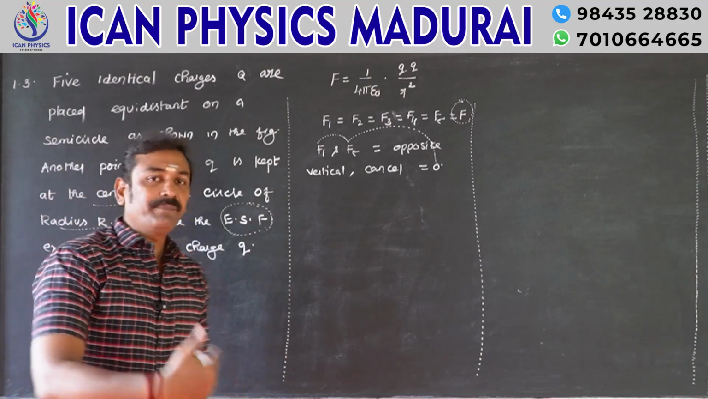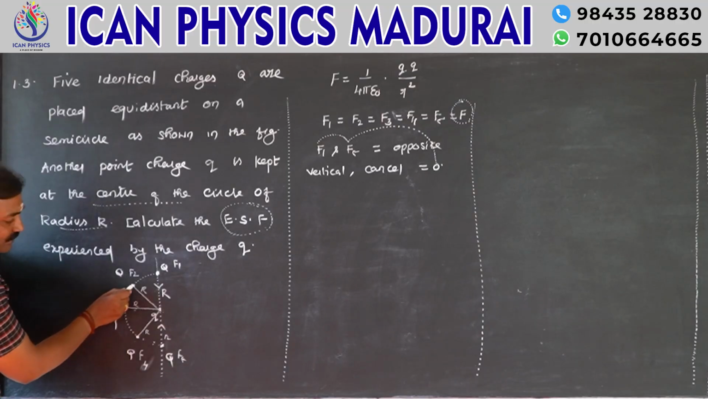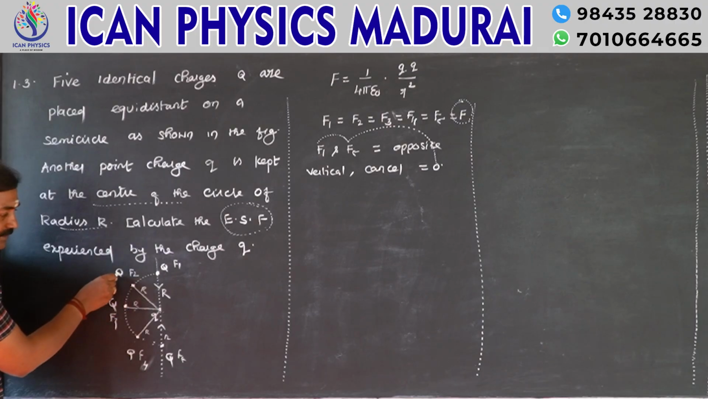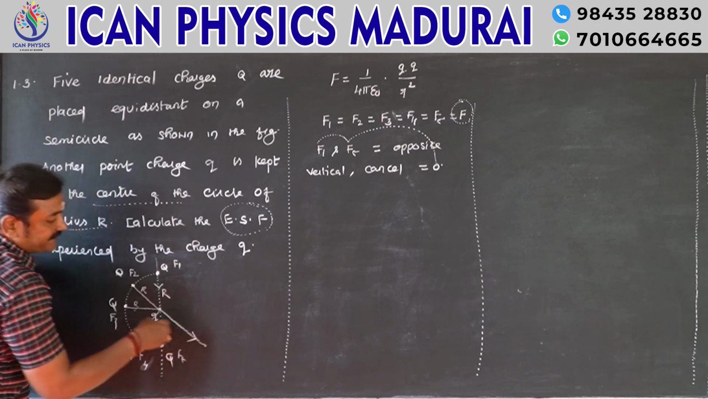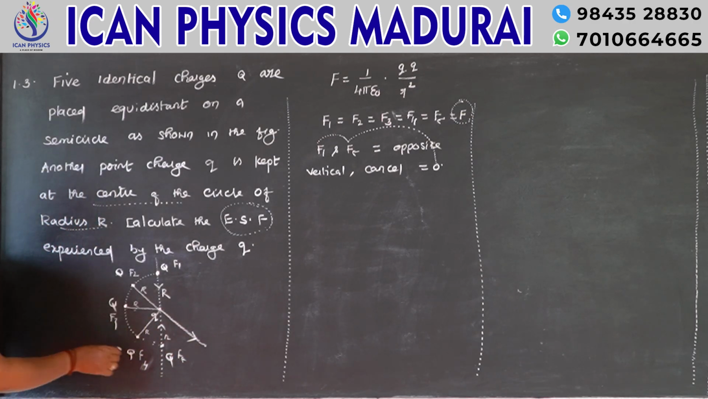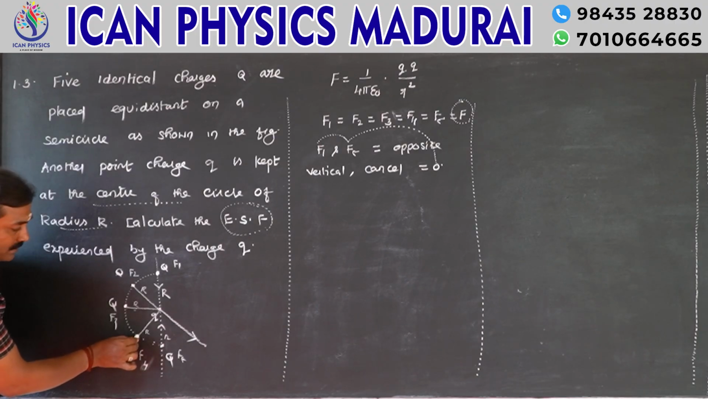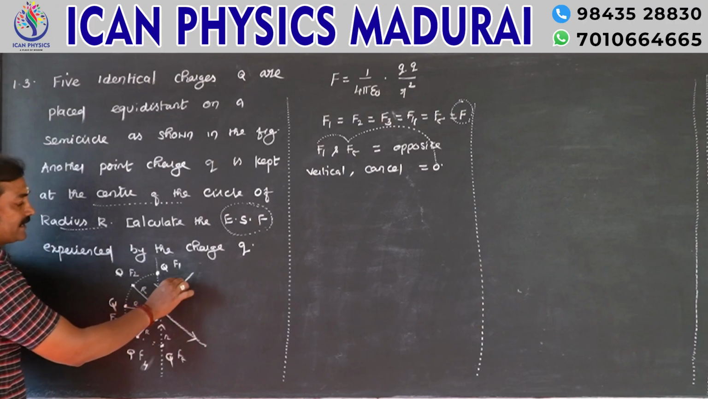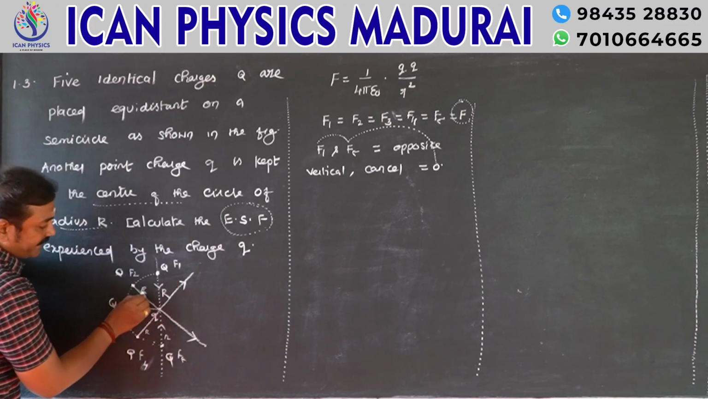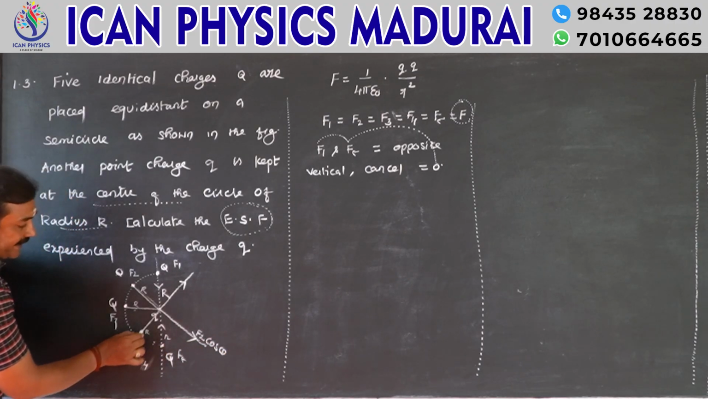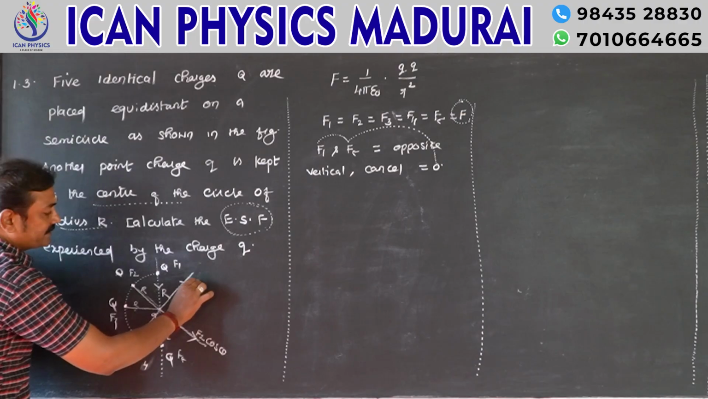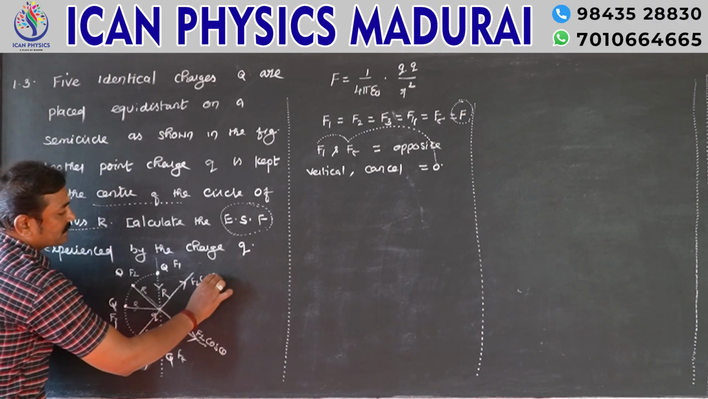Do you have any doubt? Now we can go to the next stage. F2 is the force experienced by capital Q on q, which is acting outwards. That is a horizontal component. F4 is the force given by the capital Q and it is also acting horizontally like this. So when it is taken like this, it can be taken as F2 cos theta. Now it experiences a force and it acts in this direction. Then it can be taken as F4 cos theta.